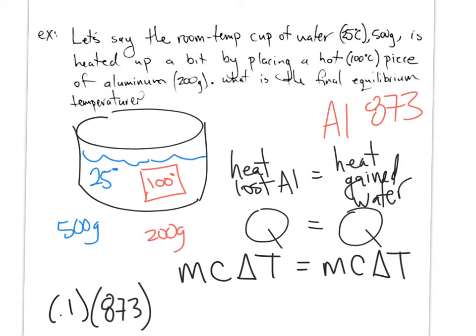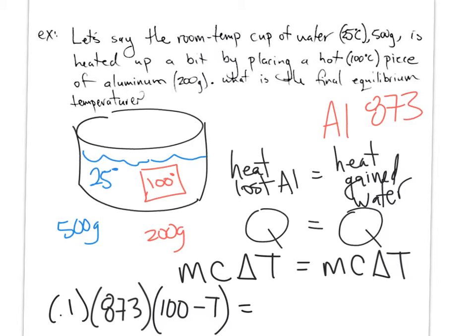Now, for the change in temperature, we know that aluminum went from 100 down to the equilibrium temperature. So what is the final equilibrium temperature? This is what we're solving for. We don't know what it is, but let's say it's 80 degrees. It definitely won't be. It's going to be more like 30 or something. But if it were 80 degrees, we know that the temperature of the aluminum went down by 20 degrees.